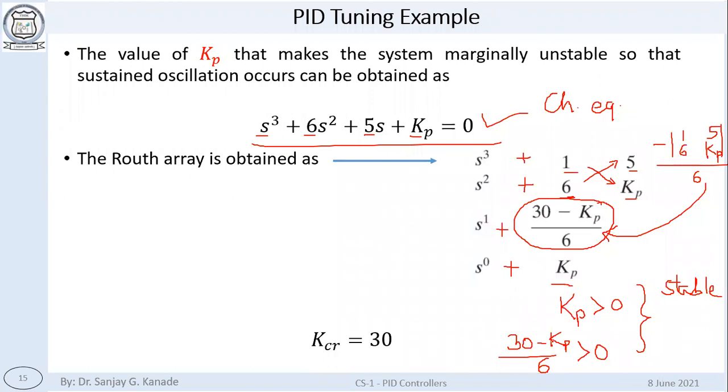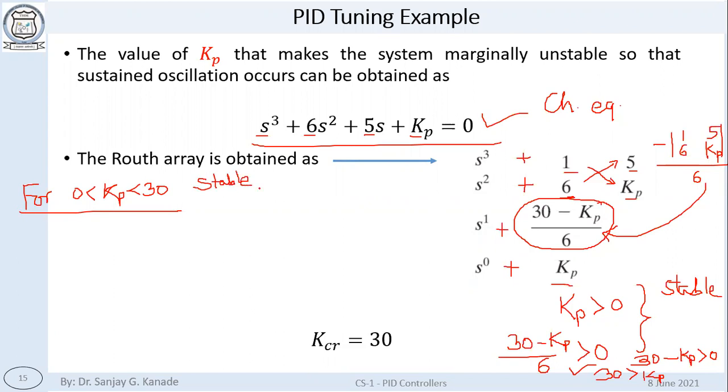Means Kp has to be less than 30. If you just rearrange, 30 minus Kp greater than 0, or 30 is greater than Kp. Means for stability, I'm talking about 0 less than Kp less than 30, right? This is for a stable system.